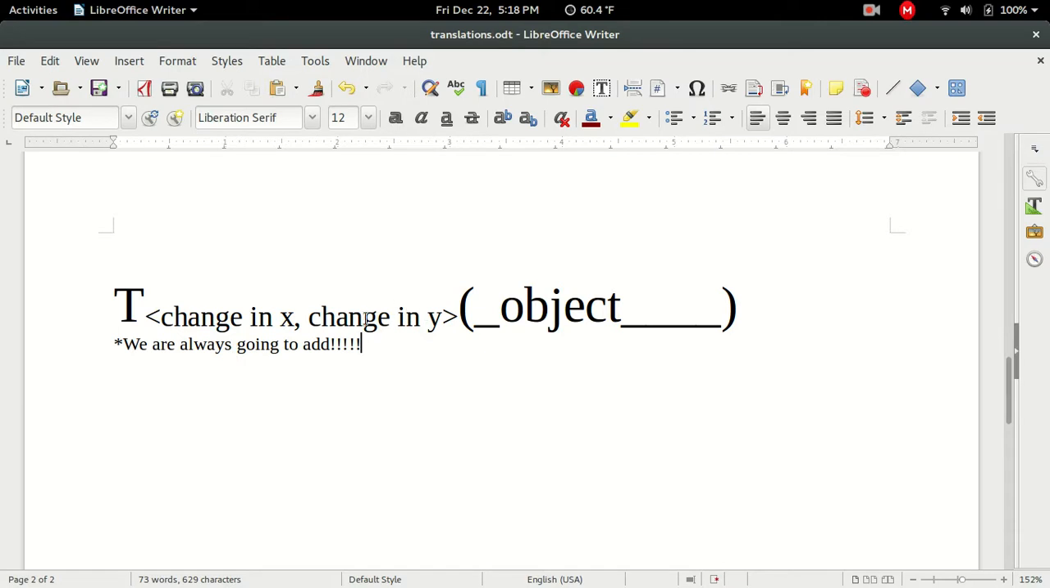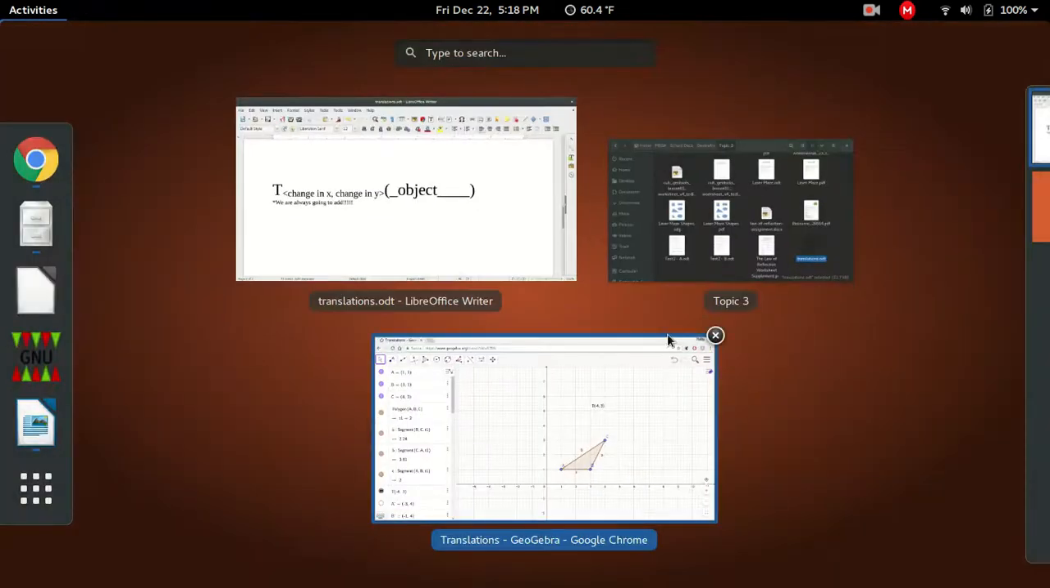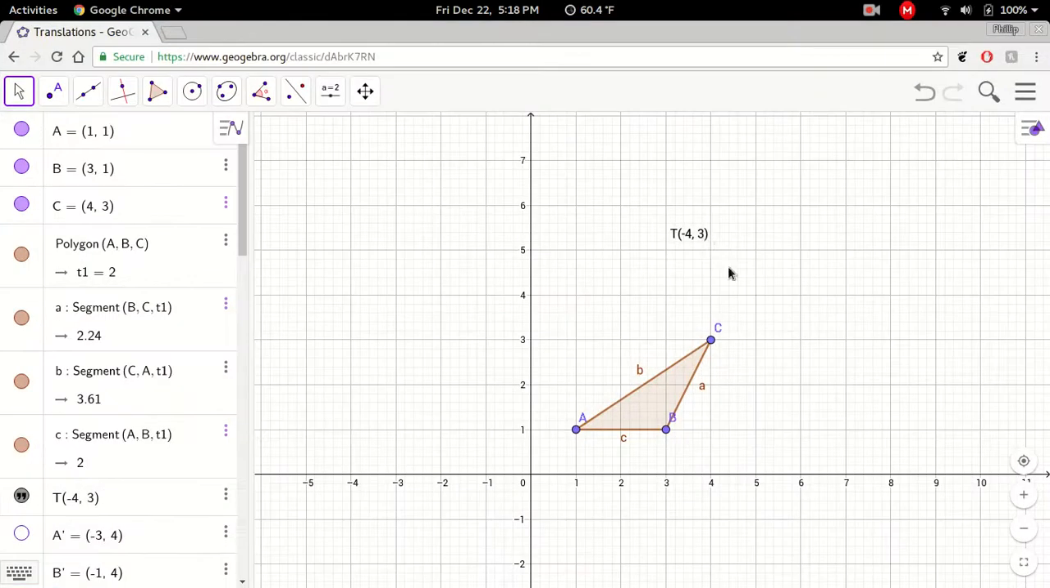If it's a positive Y here, it means we're going to add that positive number to our Y coordinate. So if we come back here, we're going to add -4 to all of our X coordinates, and we're going to add 3 to all of the Y coordinates.